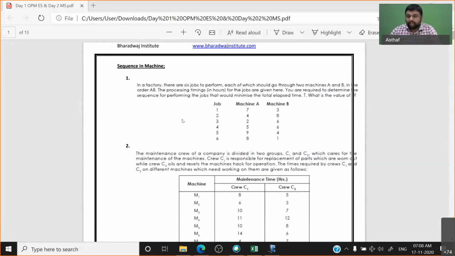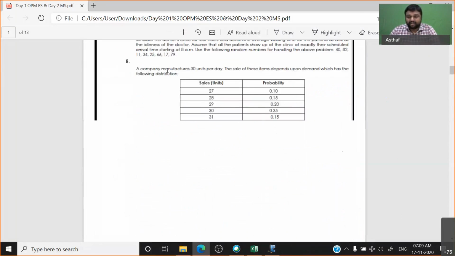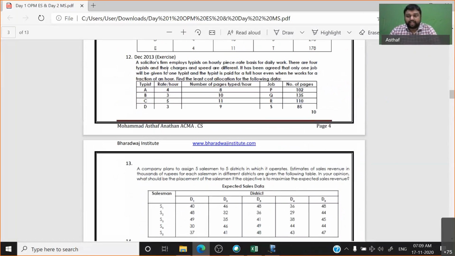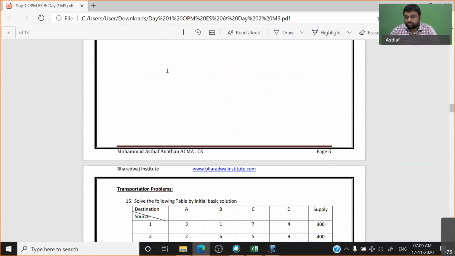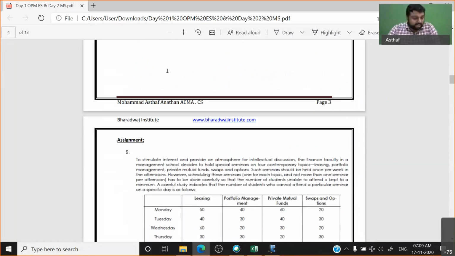So we have already covered the sequencing concept and simulation concept. We have already shared the Excel sheet also. So now we are going to discuss a concept called assignment.